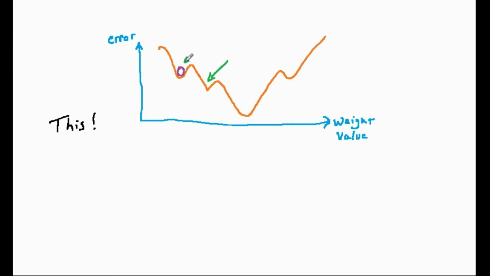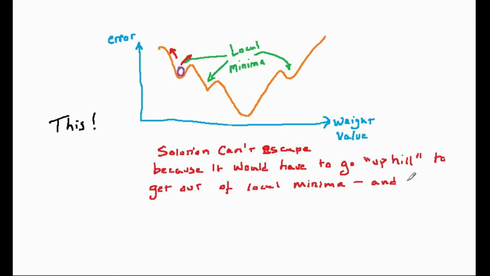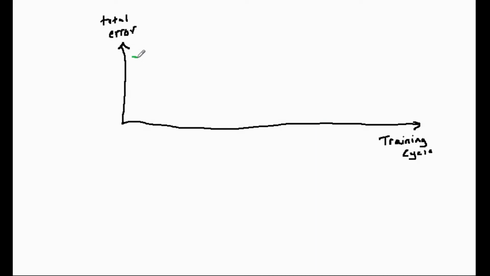Perhaps you can see the issue. Because the algorithm can only move the weights in the direction of a decreasing or downhill error, there is no way out of a valley. Such a valley is called a local minima, as we have to go uphill to get out of it, and so we get stuck. We can often see problems like local minima in the error profile of a network training as shown on the screen.